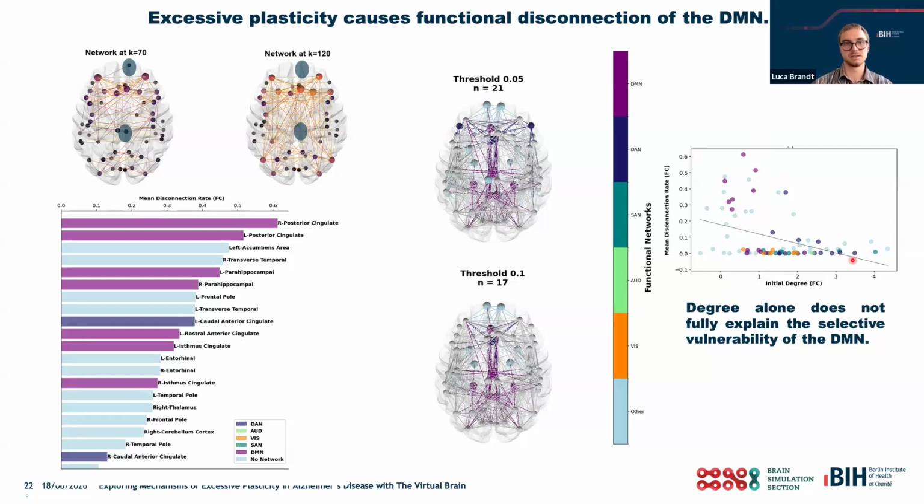And as you might know, the default mode network is also a hub in the communication of the brain. So there has to be something about the intrinsic properties, or the intrinsic topology, of the default mode network.